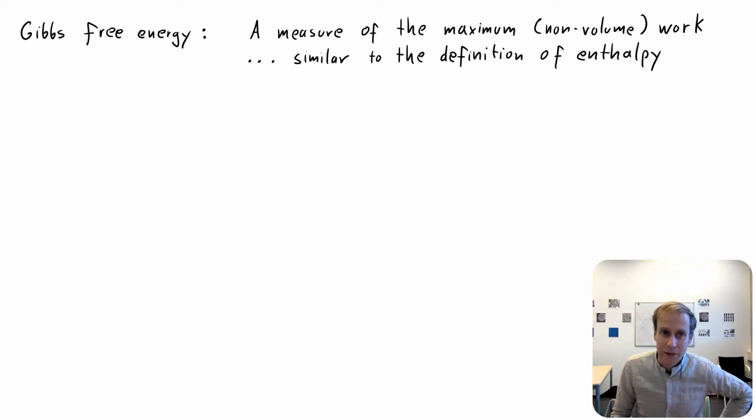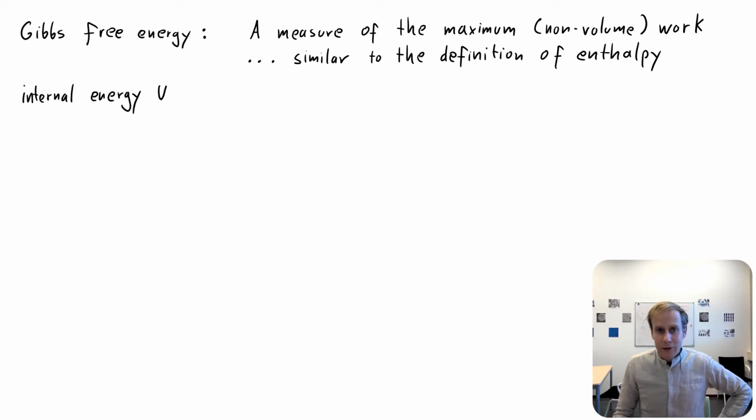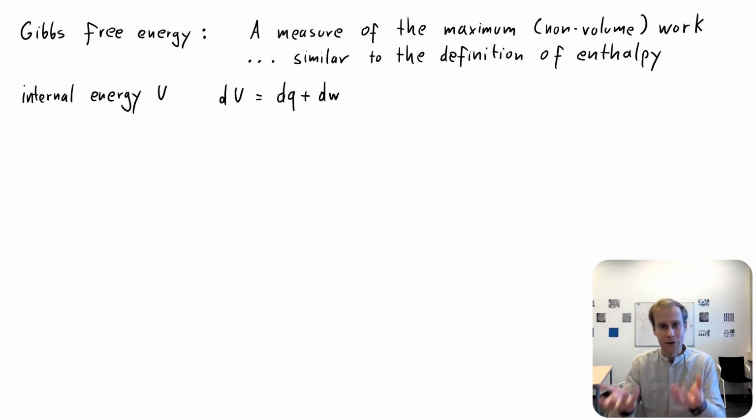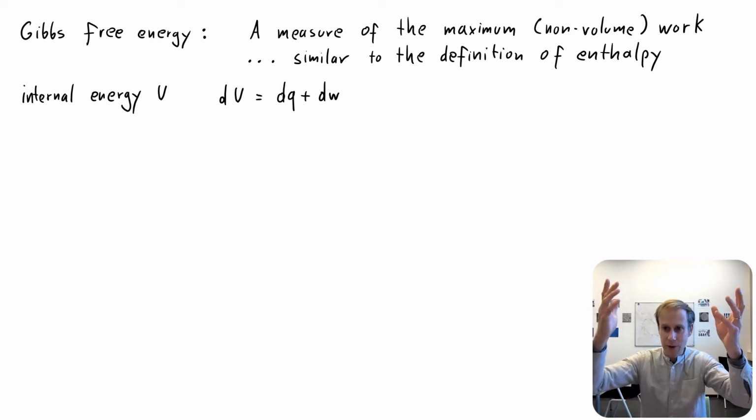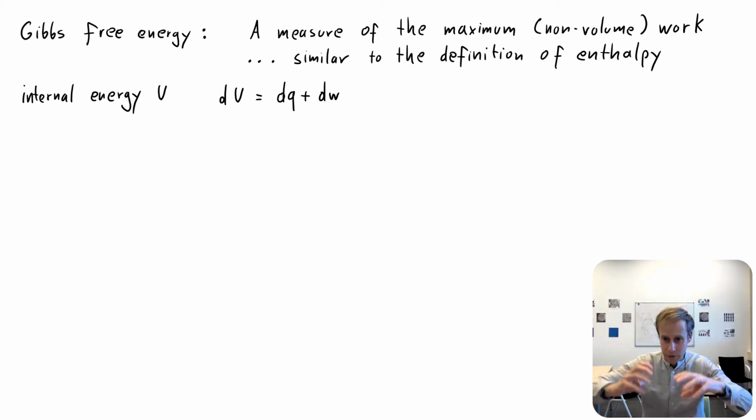Let's begin our analysis of the maximum non-volume work for the Gibbs free energy by taking a look at the internal energy U. So, to calculate a change of the internal energy U, dU, we simply use the first law of thermodynamics, which states that dU is given by the amount of heat being added or taken out of the system plus the amount of work that the system performs on the surrounding or that the surrounding performs on the system.